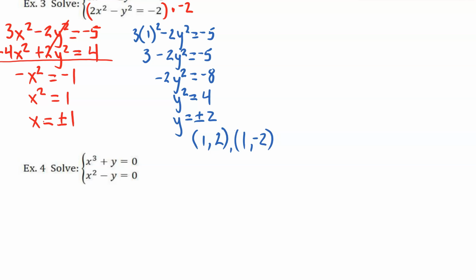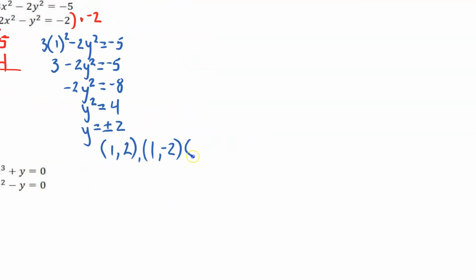Then I have to go back and do the same thing, but putting in negative 1. Well, if I put in a negative 1, we should hopefully see that it's just going to square, and I'm going to get the same two answers, which means I also am going to have negative 1, 2, and negative 1, negative 2. So this one has 4 answers to it.